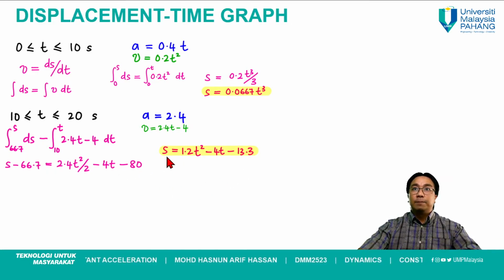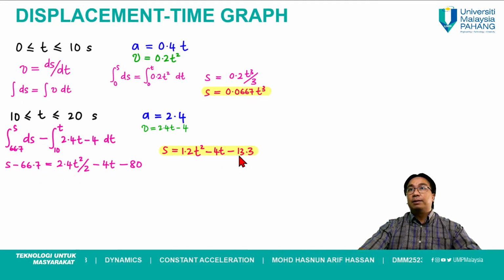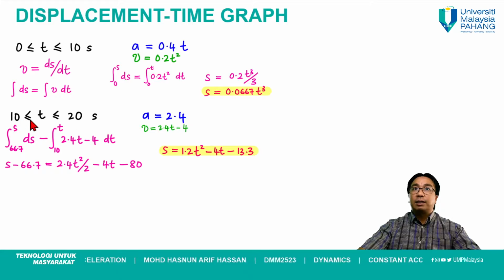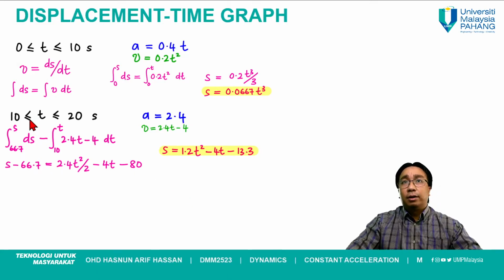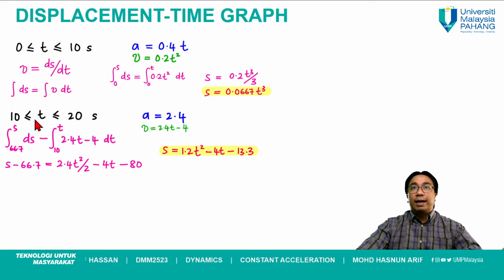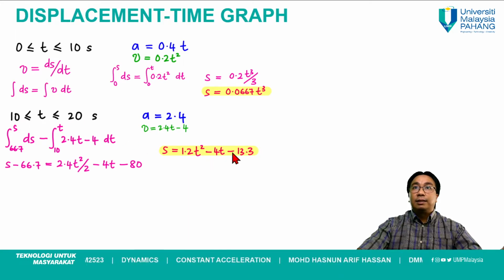Sekarang saya continue saja. So, now when you rearrange this equation, you akan dapat S is equal to 1.2 T square. Yang ni saya dah bahagikan lah. 2.4 bahagi dengan 2 ni, you akan dapat 1.2 T square minus 40. Sekarang ni minus 80, kita bawa 66.7 to the right hand side. So, minus 80 plus 66.7, you akan dapat minus 13.3. So, ini function S pada fasa yang kedua. Okay. For the time T equals to 10 until T equals to 20, ini function dia.